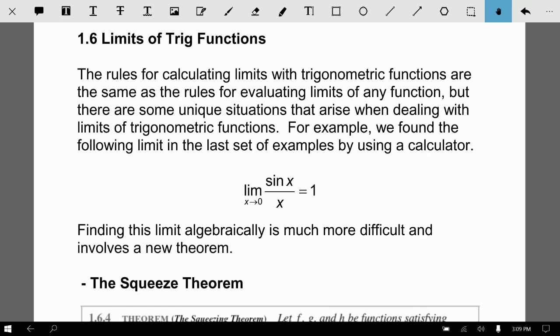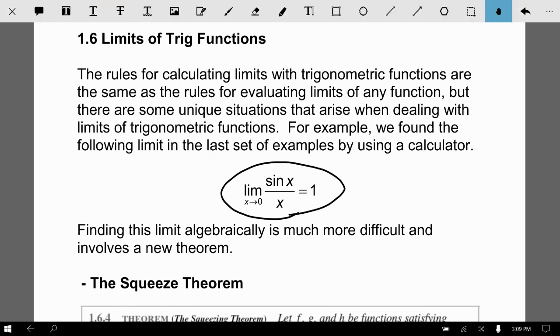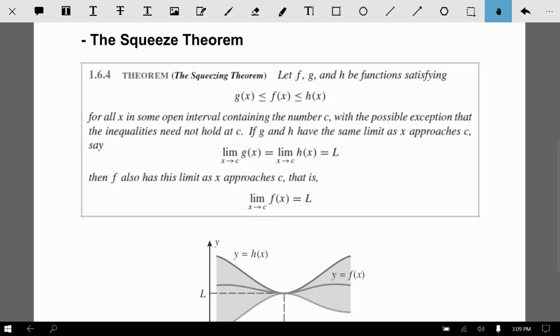What I really want to focus on in this section are the special cases that you might see. So we had this problem that I told you earlier you need to memorize. The limit as x approaches 0 of sine x over x is equal to 1. We're going to prove that here in just a minute. I'm going to show you how that works. But before we can do that, we have to learn something called the squeeze theorem.